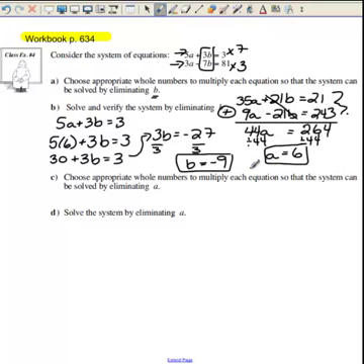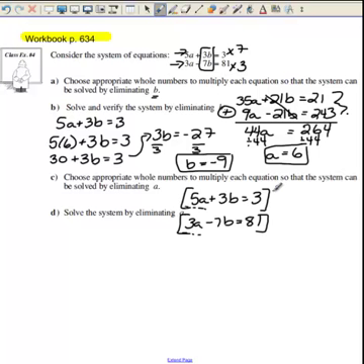Now let's see if we had eliminated the a to start with, if we would have gotten to the same answers. So let's go back to the original. 5a plus 3b equals 3. And 3a minus 7b equals 81. When I look at the a's to try to eliminate them, I can't just multiply one equation to eliminate it. I'm going to have to multiply both. So I think of a common multiple of 5 and 3, and I'm thinking of 15. So in this first equation, I'll have to multiply everything by 3, and the second one, I'm going to multiply everything by 5. So I'll just write that down here.